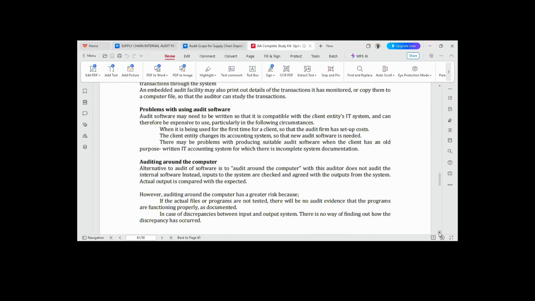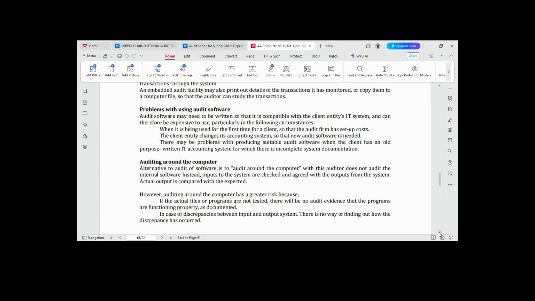So we go on. Auditing around the computer. Now, when you talk about auditing around the computer, unlike the case of the audit software or CAT that is going very deep into the client computer system, what you are saying here is that you're only checking the environment where the system is installed or the system is placed. Okay? You're only doing what? Checking the area or the environment where the system is what? Is installed or is placed.